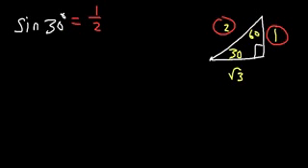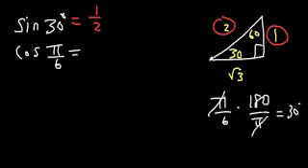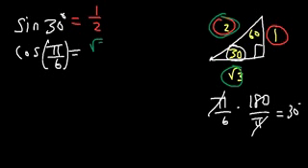So let's say if you want to find out cosine 30, or cosine pi over 6. If you don't know what pi over 6 is, just convert it to degrees. Multiply by 180 over pi. And 18 divided by 6 is 3, so 180 divided by 6 is 30. So cosine pi over 6 is the same as cosine 30. And it's adjacent over hypotenuse, so you get root 3 over 2.